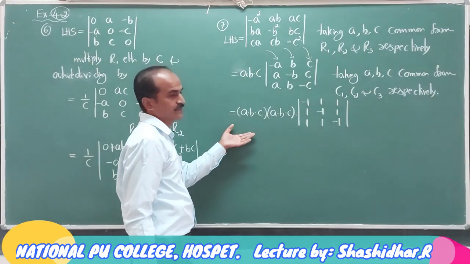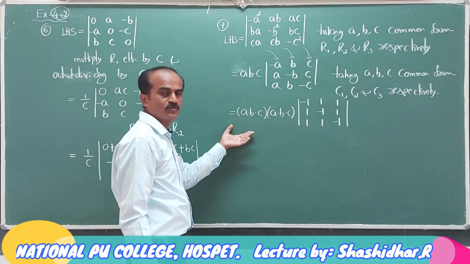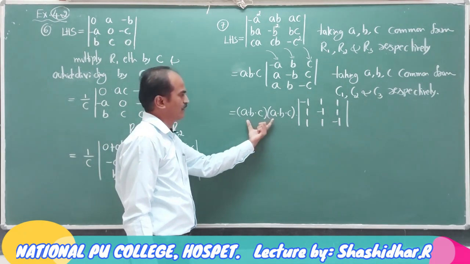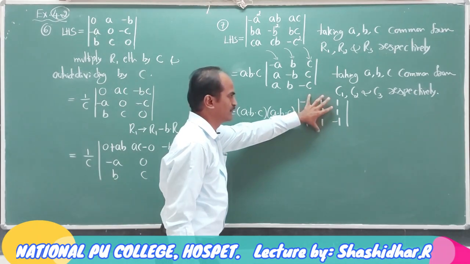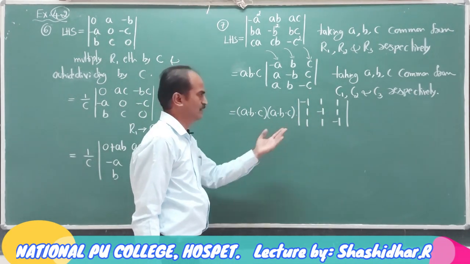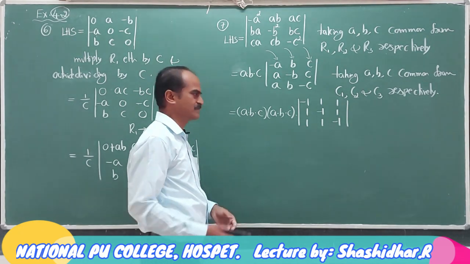What is the answer I have to get? 4 times of A square, B square, C square. Now I am already ready with A square, B square, C square. It is understood. The value of this determinant is 4. Now expand, you will get the determinant as 4.